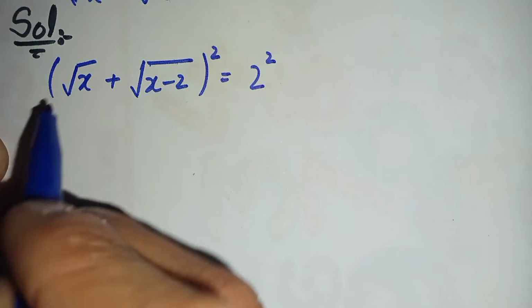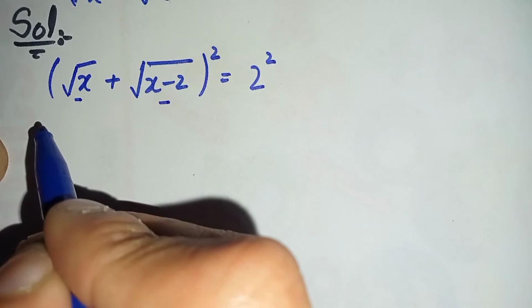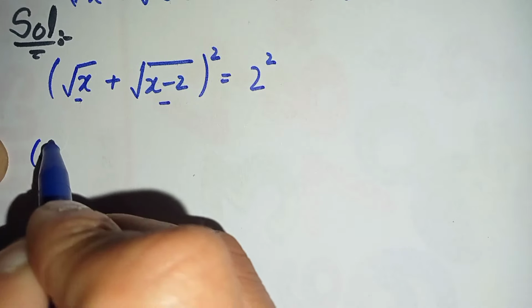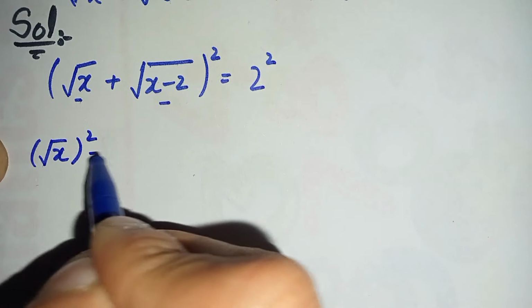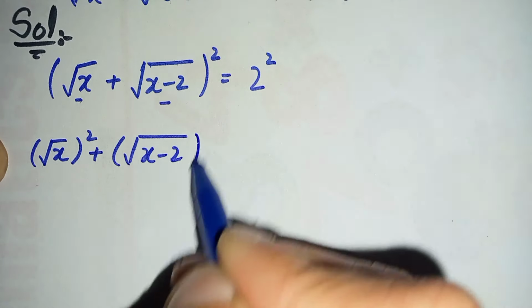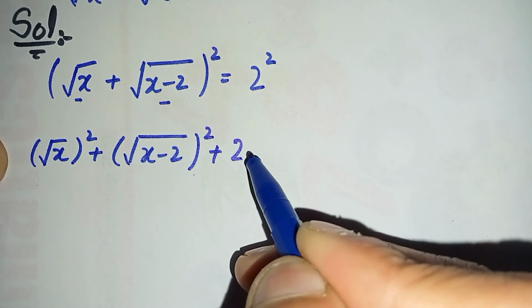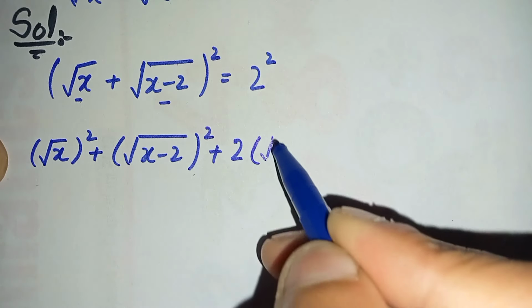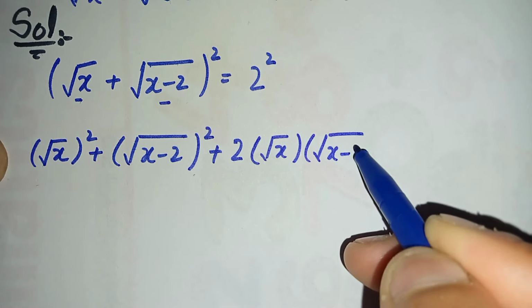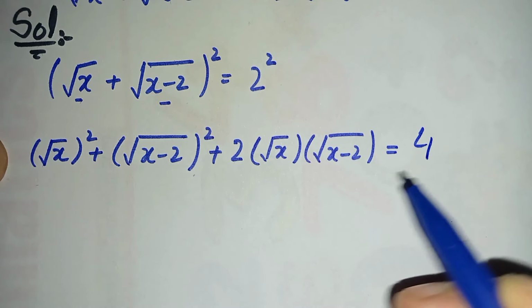Here in the left hand side we will use a positive algebraic identity, a plus b whole square, which is equal to a square plus b square plus 2 times ab. So this will become square root of x square plus square root of x minus 2 whole square plus 2 times ab. 2 times a is square root of x and b is square root of x minus 2, is equal to 2 square, which is 4.